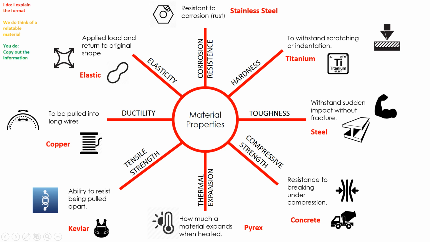So I hope that gives you good general information around material properties. Remember, the ones that use forces behind them, hardness, toughness, compressive strength, tensile strength, etc., are mechanical properties. The others are physical, so corrosion resistance and thermal expansion are physical properties.